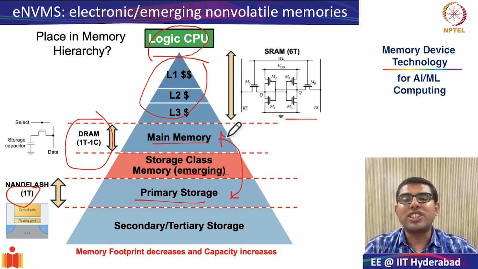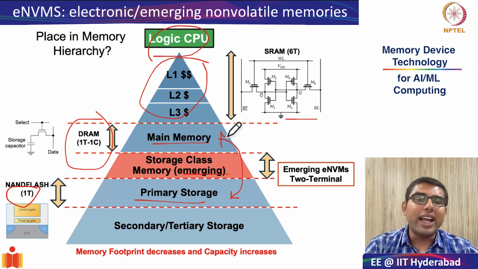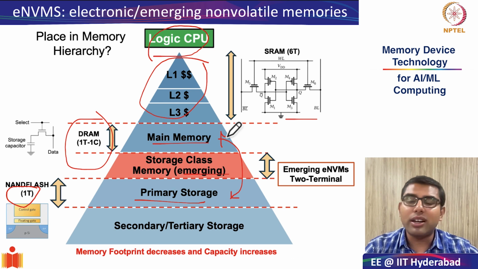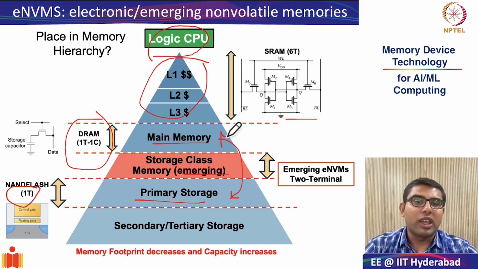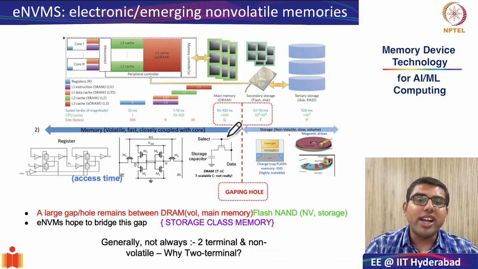So a natural question which may come to our minds is, why are we looking at these emerging storage class memories or emerging eNVMs or electronic non-volatile memories? Our main memories and primary storage both are in a very matured state. Yes, of course, there are some scaling challenges, but why do we really need to look at storage class memories in the first place? If you ask this question, probably just having this diagram does not give you a lot of justification, because this diagram is not to scale. So we have to look at some actual quantitative numbers. And let me remind you of these quantitative numbers.